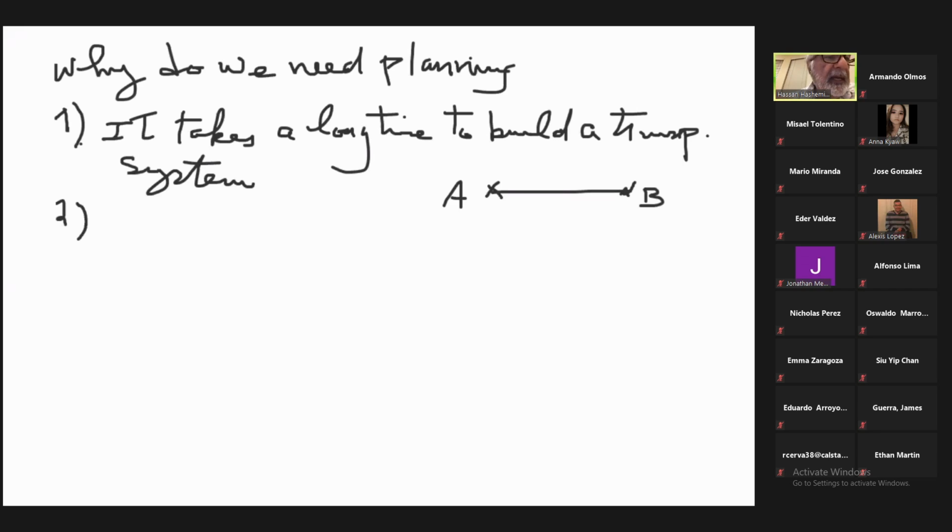The second thing that we need is compatibility. What does that mean? It means every section of a transportation system has to be compatible. That means it has to work together.